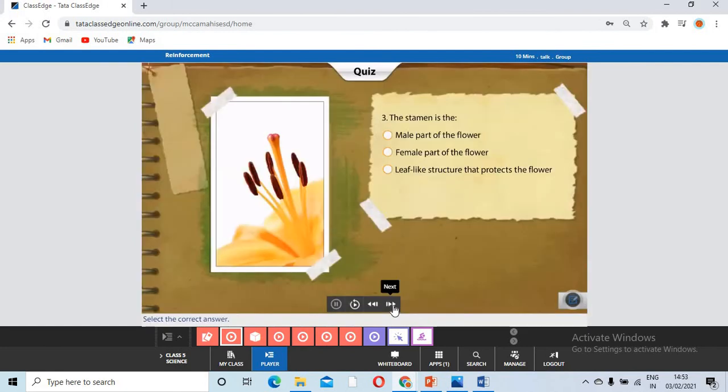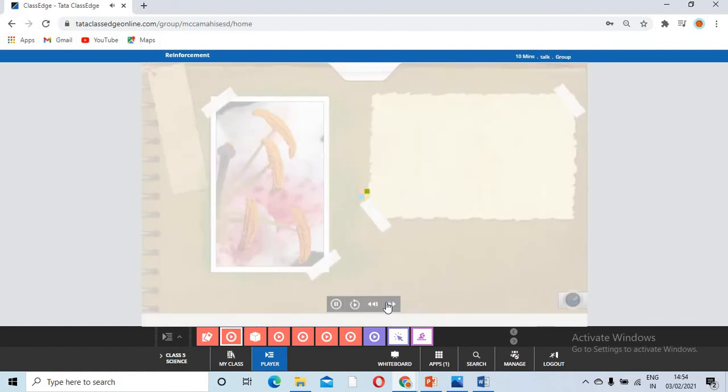I want Jessica Maria to answer me. The stamen is the male part of the flower, or the female part of the flower, or a leaf-like structure that protects the flower. Jessica Maria is here. Can Lydia answer me? Lydia, are you hearing me? Okay, the stamen is said to be the male part of the flower. Now we'll go on to the next question.